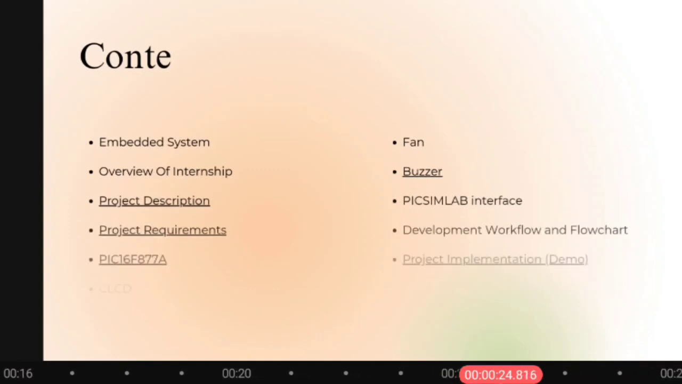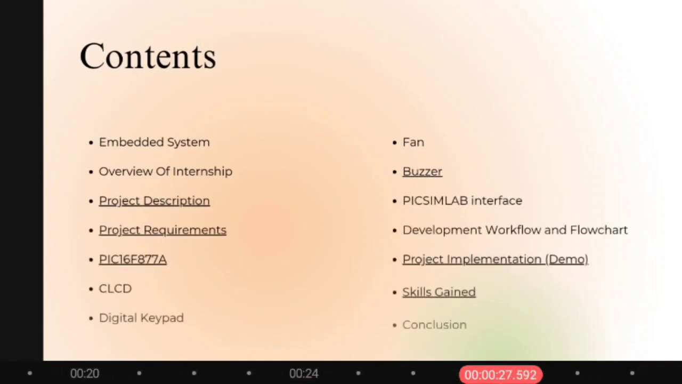What are we seeing today? First of all, we are seeing what an embedded system is and what the types of embedded systems are. Then I am going to give an overview of the internship, then explain my project, the requirements, the microcontrollers, the display and other components I am going to use. Then I will show you the hardware and software we will use in my project, how we develop the project and other things. After that, I'm going to show you a demo of my project.